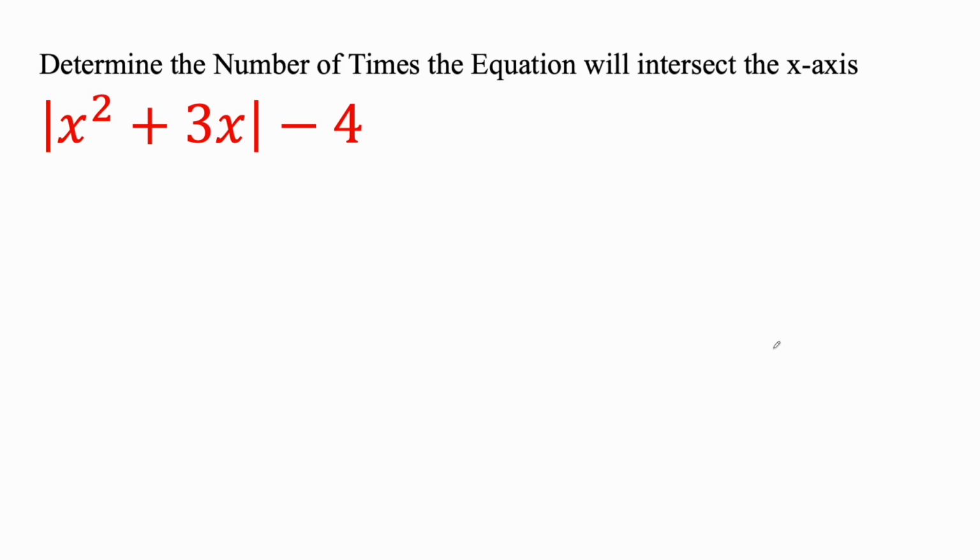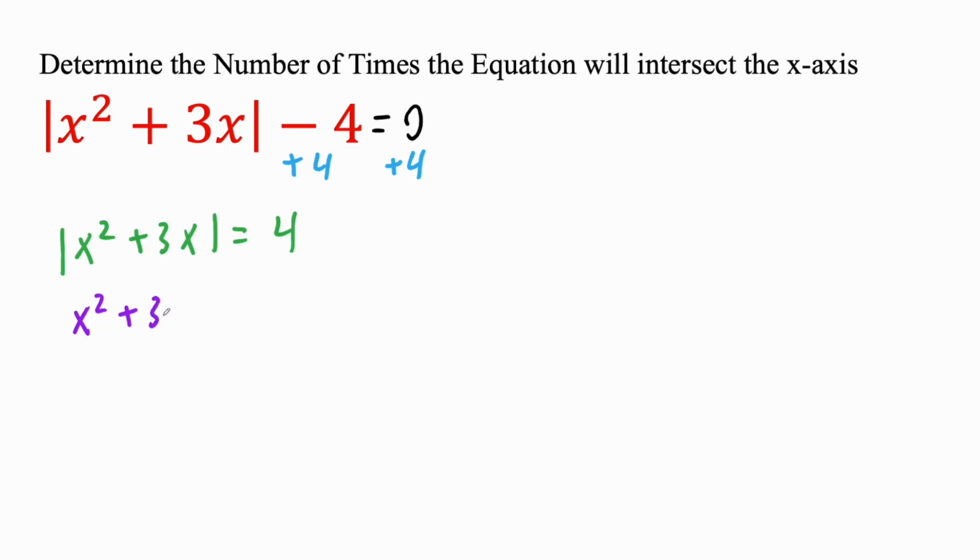And now we'll do our second problem. Same procedure. So if you want, pause the video here and attempt it. So I'm going to set y equal to 0 because if it crosses the x-axis, that means the y value is 0. Then I'm going to add 4 on both sides. And so I get the absolute value of x squared plus 3x, close it, is equal to 4. And then we split it up. So x squared plus 3x is equal to 4. And x squared plus 3x is equal to negative 4.